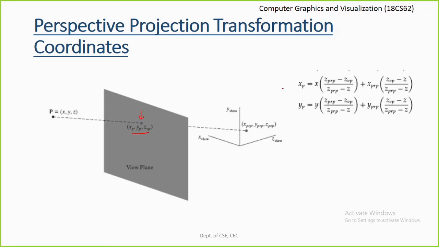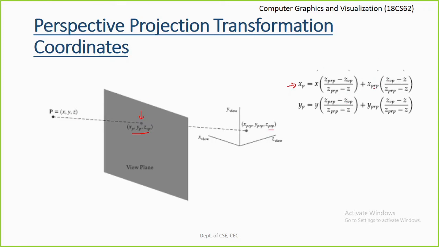For that we have a set of equations here. xp, which is the x coordinate of the point of intersection of the projection path with the view plane, is given as x, the x coordinate of the point, times zPRP minus zvp, where zvp is the z coordinate of the view plane, divided by zPRP, the z coordinate of the projection reference point, minus z, the z coordinate of the point.